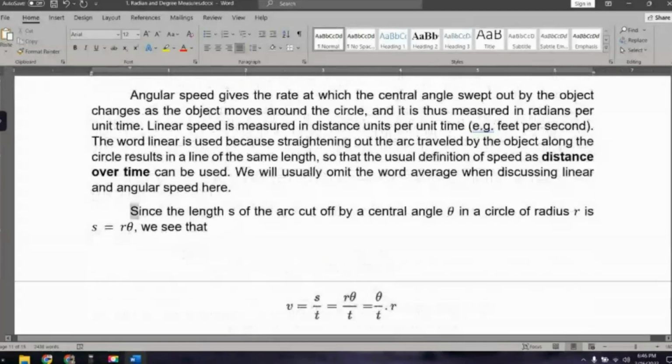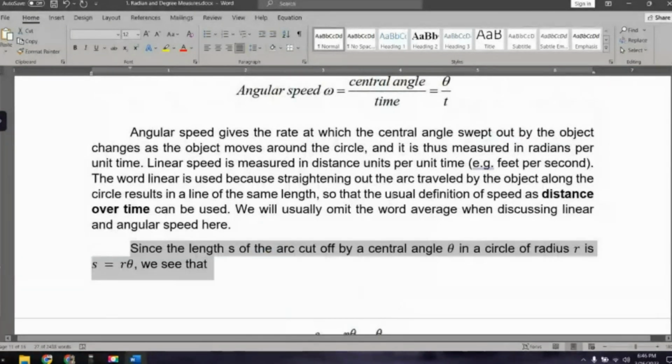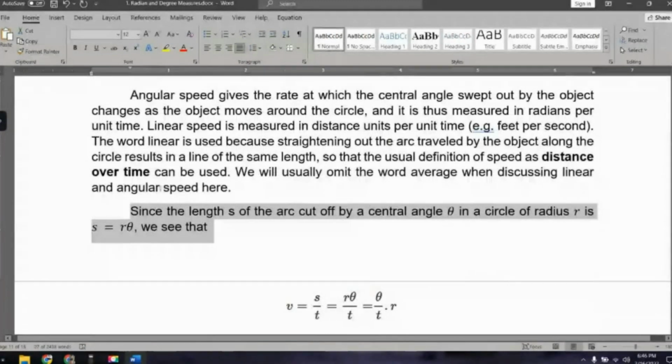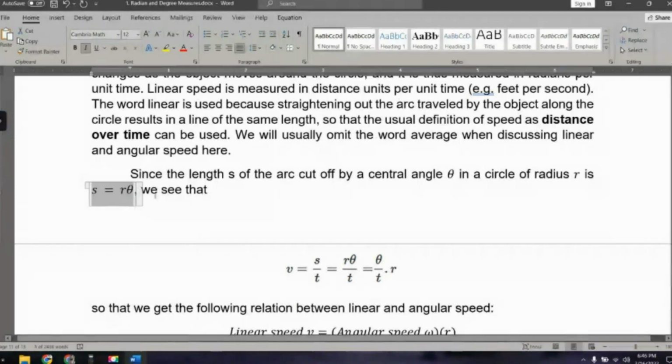So, this is the relationship. How can we relate angular and linear speed? Since the length S of the arc cut off by a central angle theta in the circle of radius r, we have the given definition here. Right? From the definition of arc length, which we used in solving for the arc length and the central angle earlier, we see that the linear speed v is equivalent to arc length over unit time.